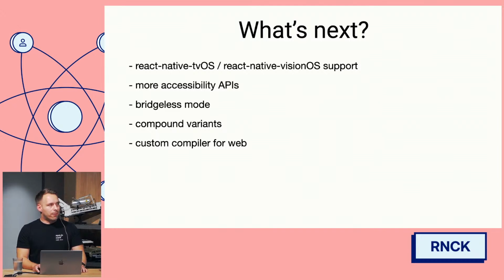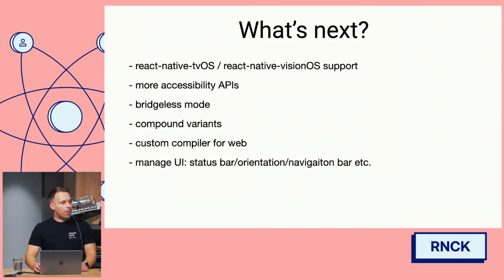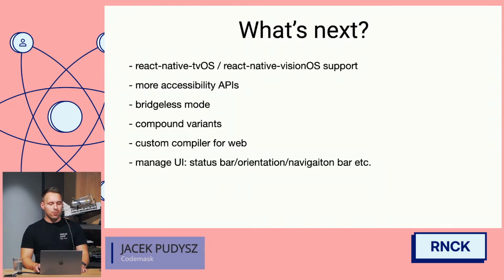Custom compiler for web. And right now, I'm wondering about React Strict DOM. Is it necessary to build my own compiler? Can I use it? I need to explore it. I would like to also manage UI. You don't need to install a ton of libraries to manage orientation, navigation bars, status bars. Maybe, and I think I will do it, I will allow you to modify whatever you see on the native side with Unistyles.